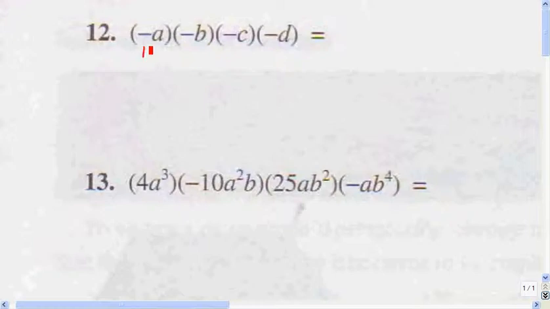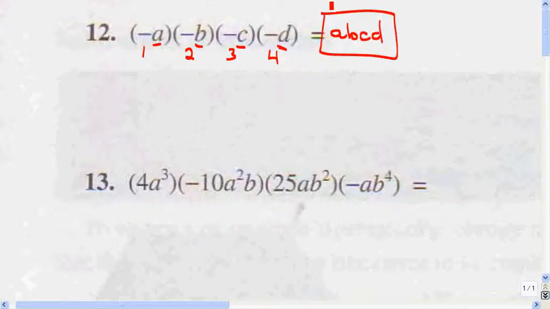Now remember I told you that when you have an odd number of negatives, your answer is always going to be negative. Well, here you have an even number of negatives, so your answer is going to be positive. You're not going to write it. You're just going to leave it blank, because when you don't write the sign, everybody knows that the answer is positive. And since there are no like terms, like there's no A's that you can multiply, or B's, or C's, or D's, they're all different, all you're going to do is write A, B, C, D, and that's your answer.